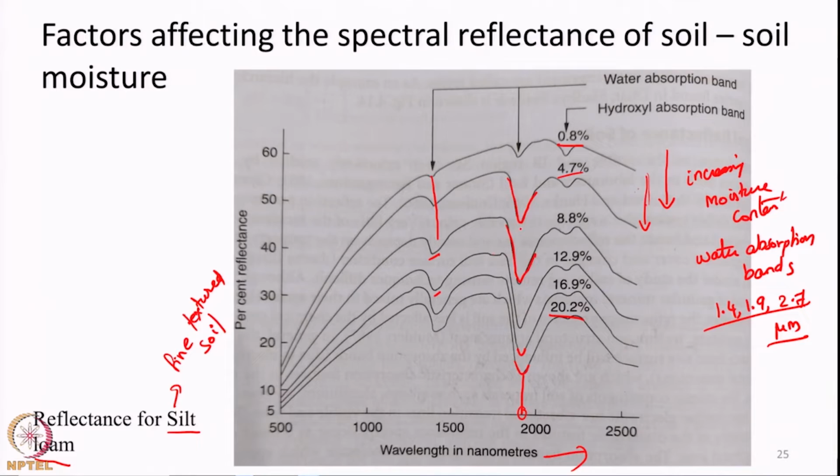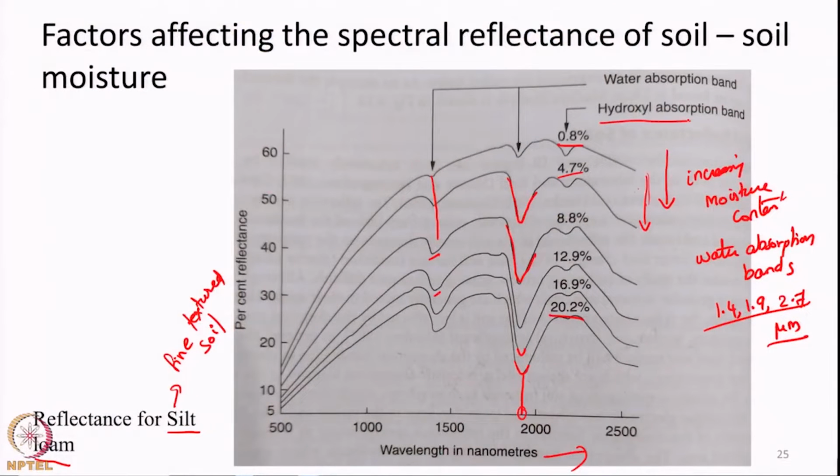In addition to this, fine textured soil such as clay or silt may contain hydroxyl ions which may cause a characteristic absorption around 2.2 micrometers, that is given here. Around 2.2 micrometers we have what is known as the hydroxyl absorption band. As the moisture content changes, the hydroxyl absorption band also changes. Here the hydroxyl absorption band is doing the reverse of the water absorption bands. As the moisture content increases, the hydroxyl absorption band becomes narrower, and the absorption band becomes quite sharp as the moisture content decreases. But this hydroxyl absorption band will not be present in sandy soils. It is a characteristic of fine grained soils such as clay or silt.